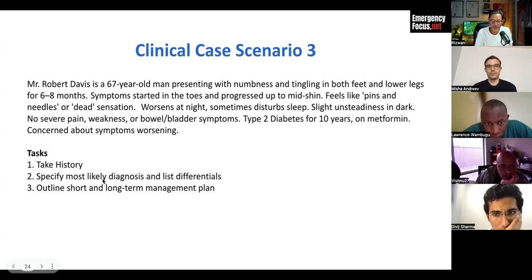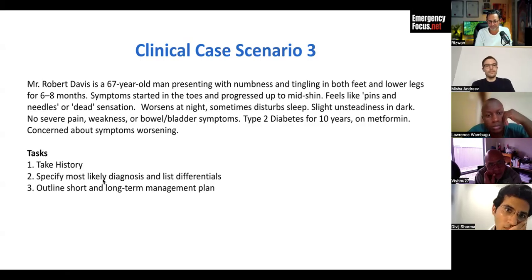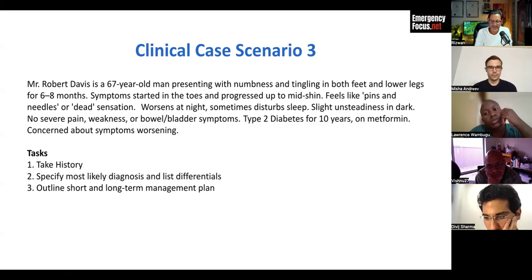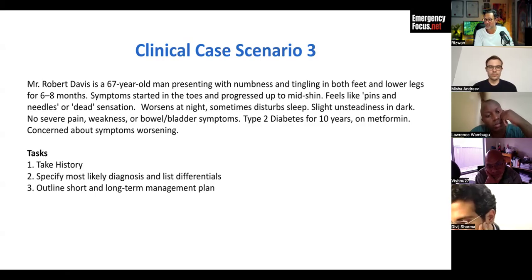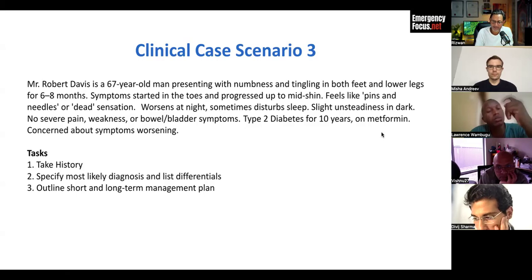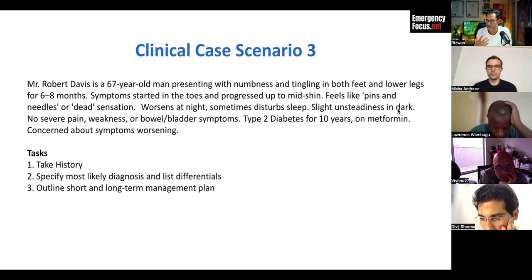He's a 67-year-old man presenting with numbness and tingling in both feet and lower legs for the last 6 to 8 months. Symptoms started in the toes and progressed up to the mid-shin. He feels pins and needles or a dead sensation in his lower limbs. They are worse at night, and sometimes it even disturbs his sleep. There's some slight unsteadiness in gait in the dark, because he's not able to get that proprioception input. That's what I mean. No severe pain, weakness, or bowel or bladder symptoms.